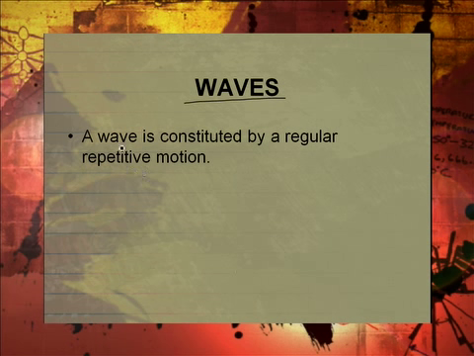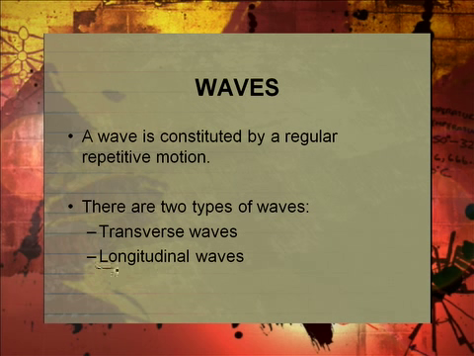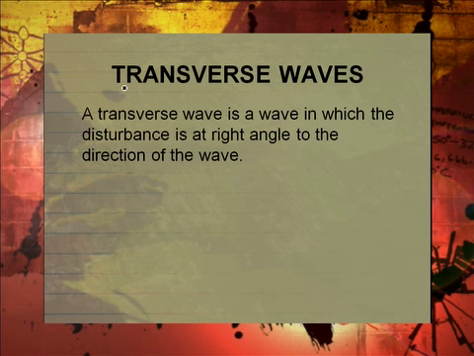What is a wave? A wave is constituted by a regular repetitive motion. Okay, and we have got two types of waves. What are they? We've got what we call transverse waves, and we also have longitudinal waves. Okay, now let's look at what the transverse wave looks like.